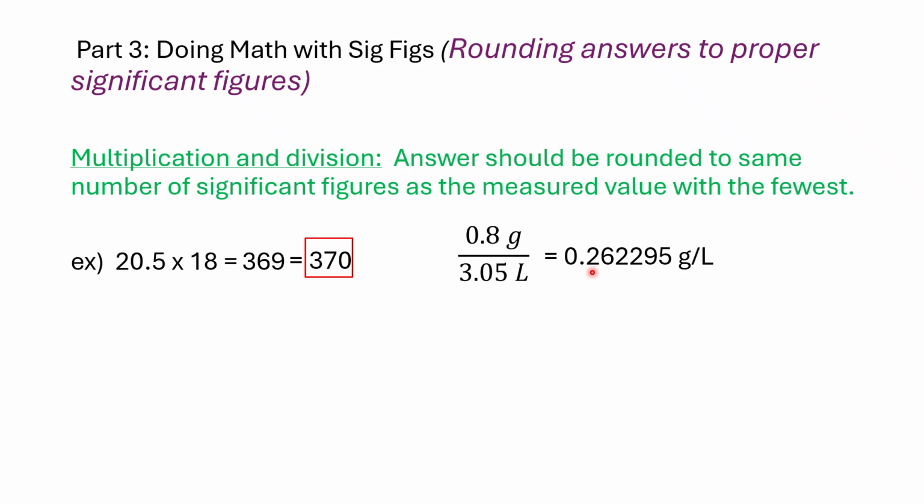However, there's a 6 next door, so that 2 is going to round up. So my answer with just 1 sig fig is 0.3 grams per liter, instead of writing down all the numbers that the calculator gave me. And again, multiplication and division follow this same rule, okay? Most of the math we're going to be doing in chemistry will be multiplying and dividing. So this is the main rule you need to get kind of good at, and we'll practice it plenty.